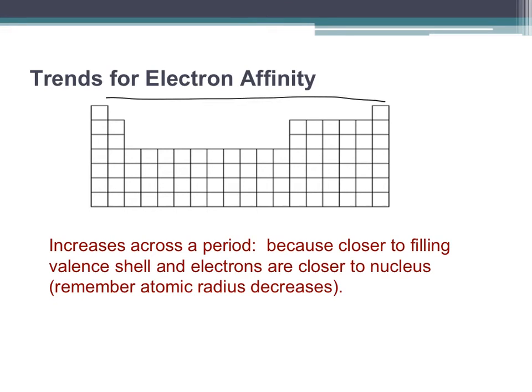As you go across a period, electron affinity is going to increase. And the reason for this is because we're closer to filling the valence shell, and so atoms are going to want to have a full valence shell. And the electrons are now closer to the nucleus as we go across our period because the atomic radius is decreasing. So both of these reasons are going to make the atom want to attract another electron. So it gets easier to add that electron as you go across a period.